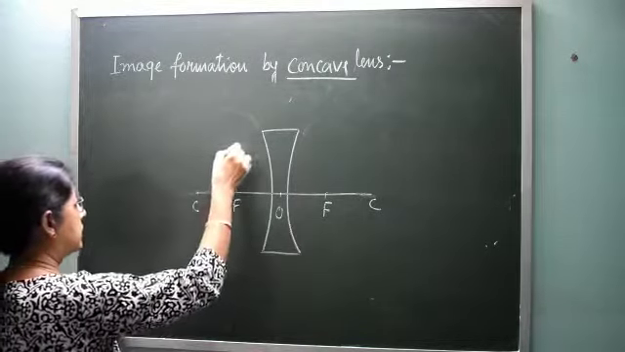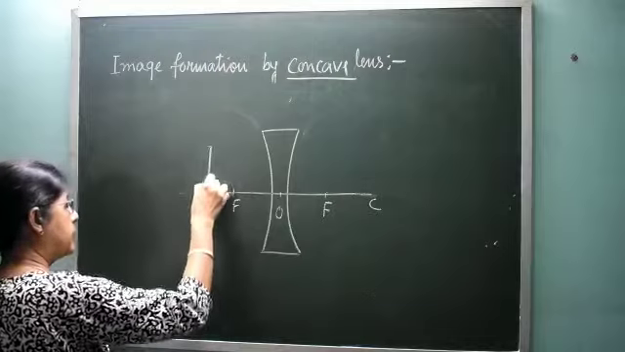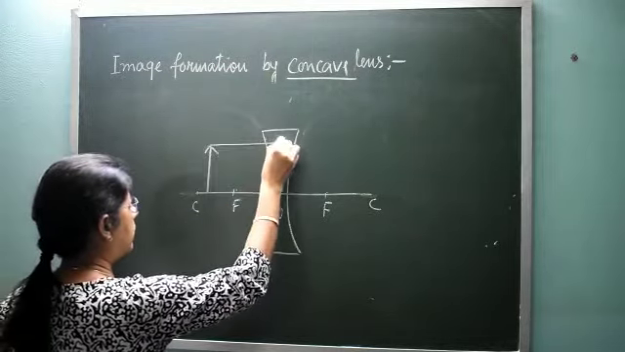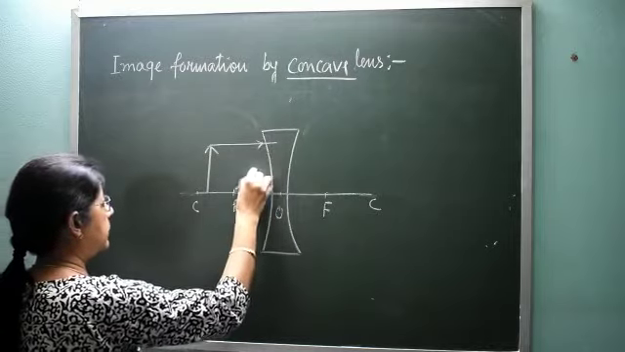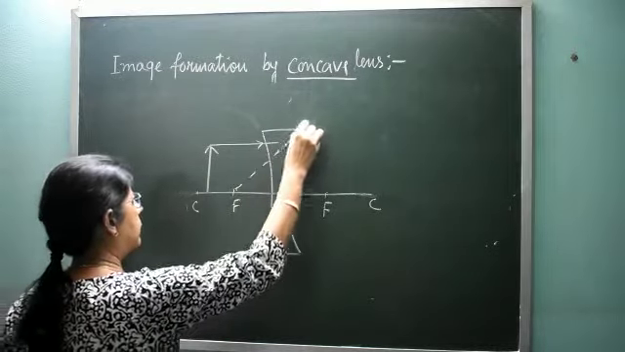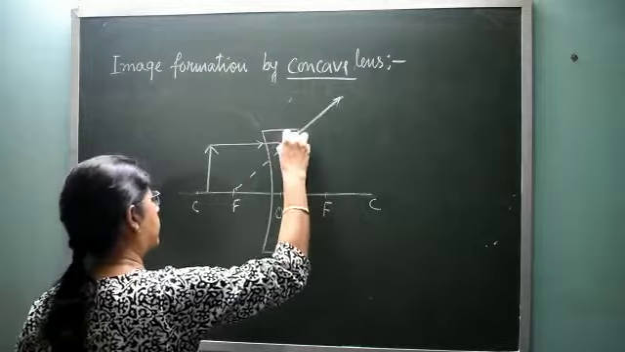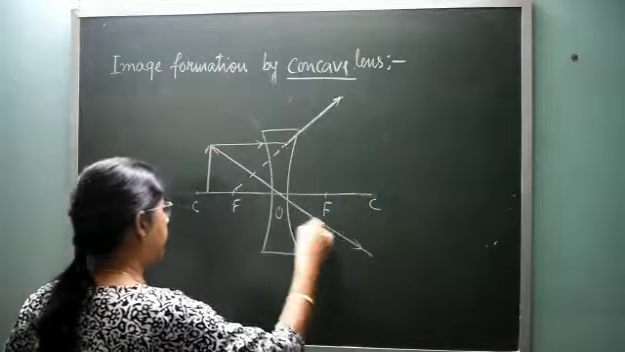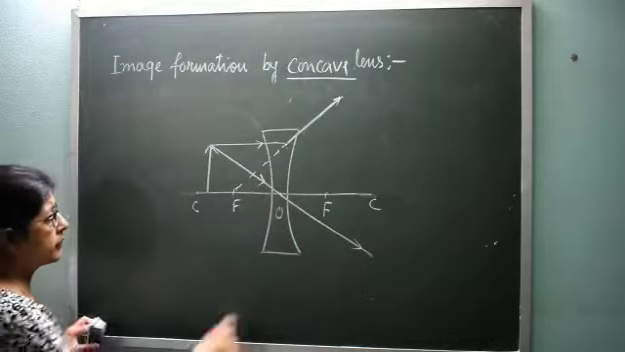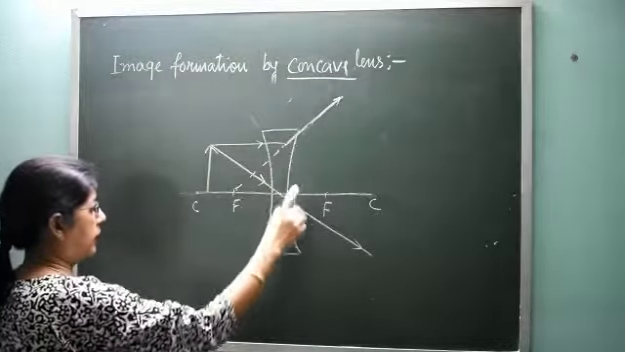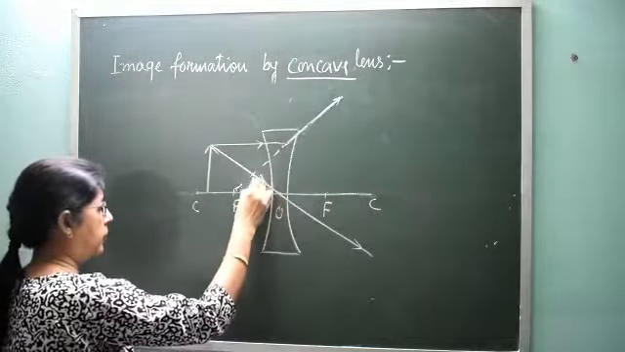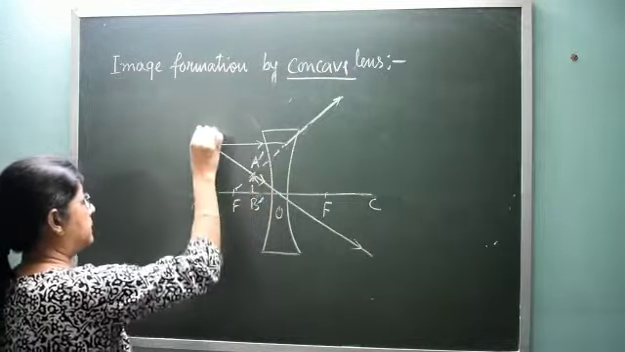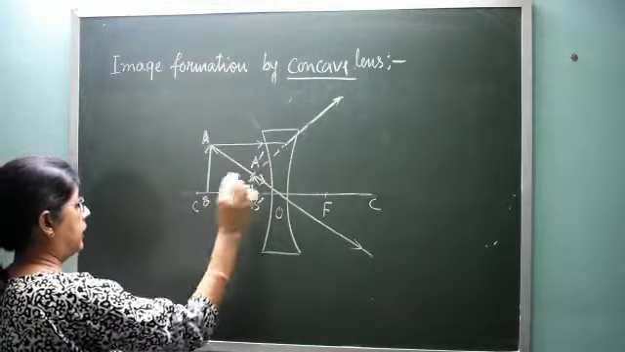Next, at any position, I am keeping the object here. AB is the object. One ray coming parallel to the principal axis, after refraction, appears to come from the focus. Next one, a ray passing through the optical center remains unchanged. So this refracted ray and this refracted ray appear to meet here. So we will get the image A dash B dash here.